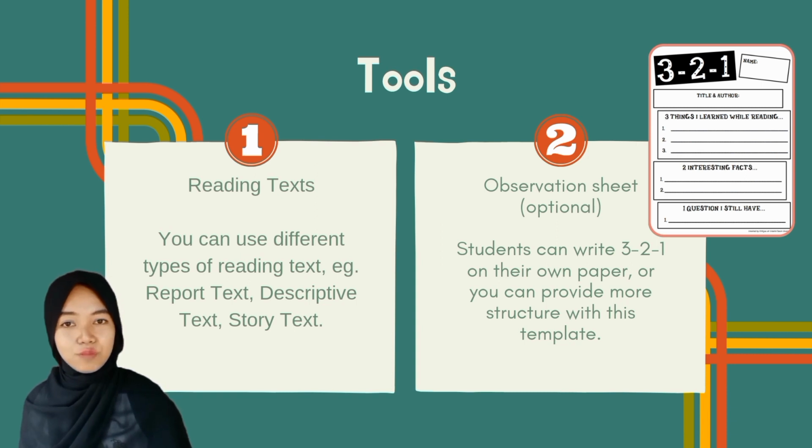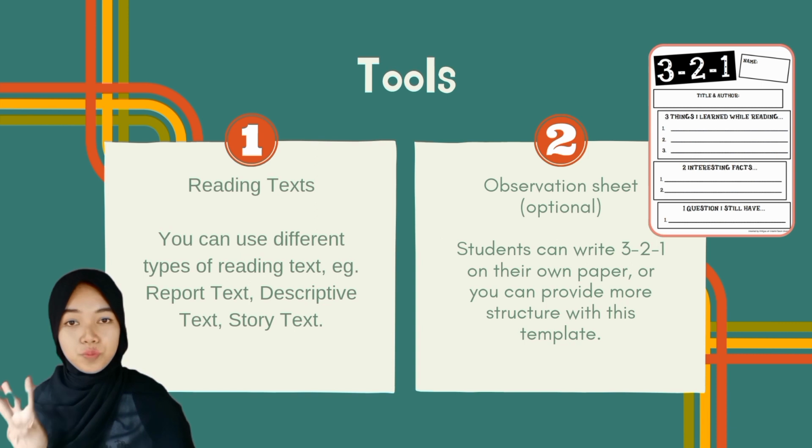This is intended for students to be able to write the results of the 3-2-1 strategy. The stages carried out by students to fill in the observation sheet based on the 3-2-1 strategy are: Stage 3, students write down what they learned while reading. Stage 2, students write interesting facts from the text. And Stage 1, students write down their questions related to the reading text. On the other hand, teachers can provide more structure with this template.